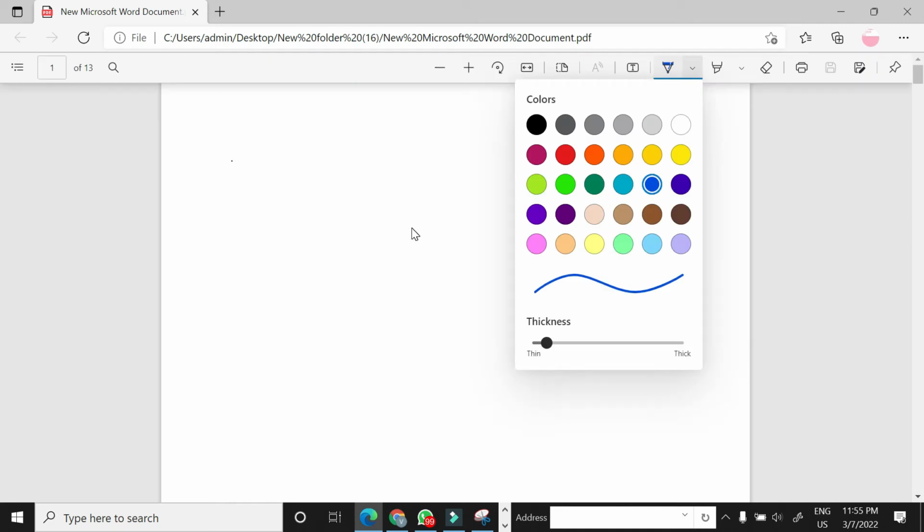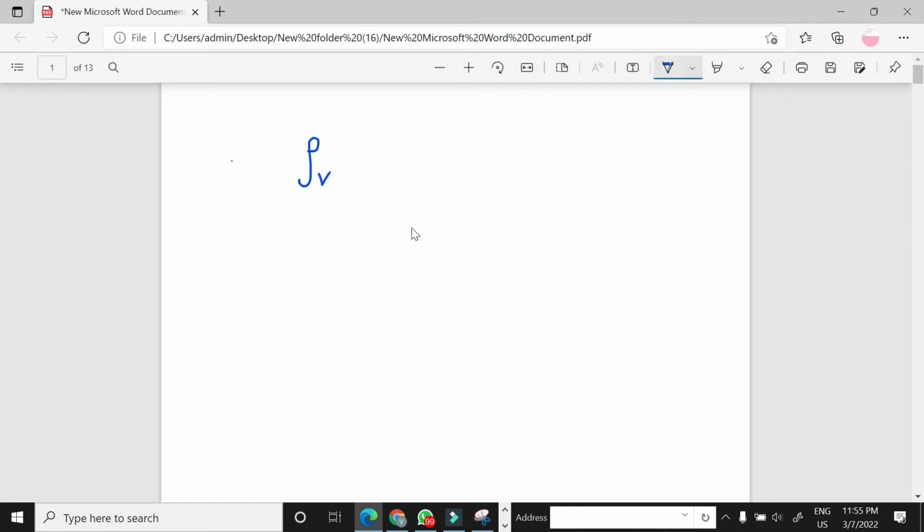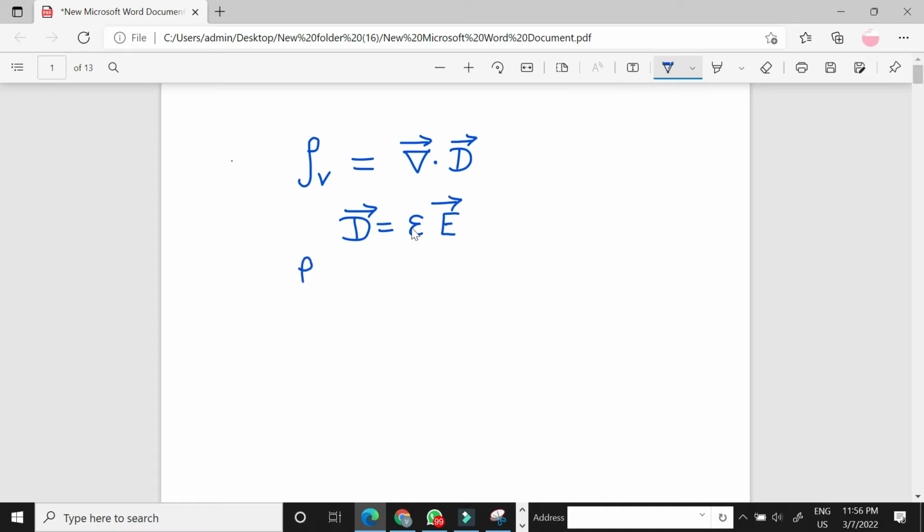We should know the Gauss law equation: rho v is equal to del dot D, where D is electric flux density, and we know D is equal to epsilon E. Now rho v is equal to del dot epsilon E.